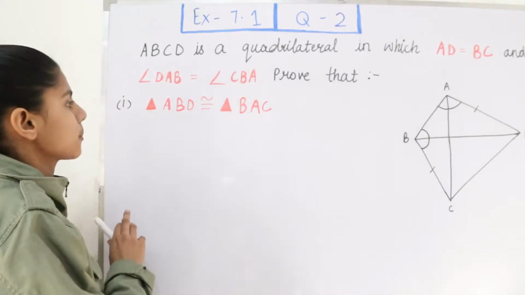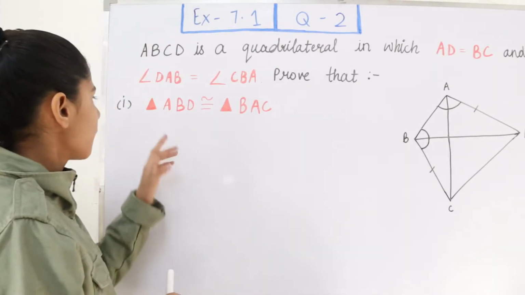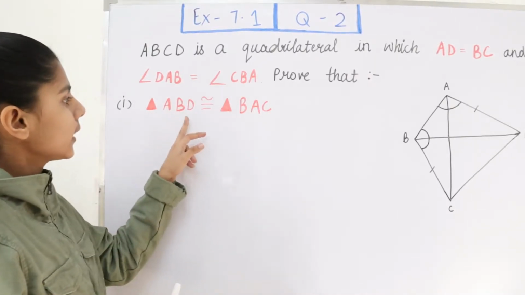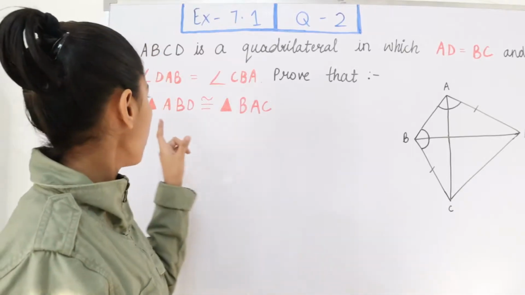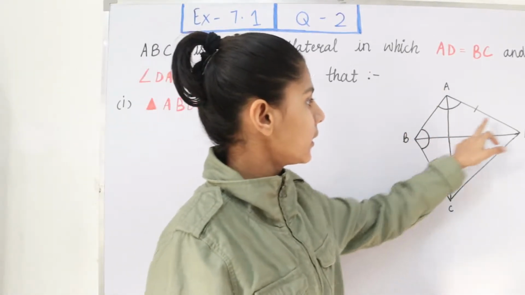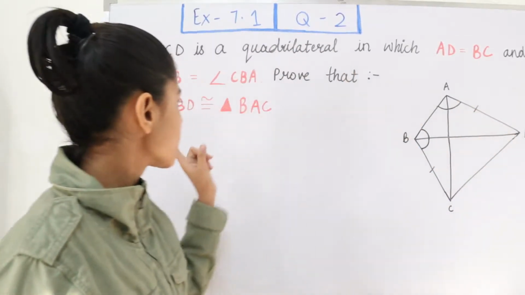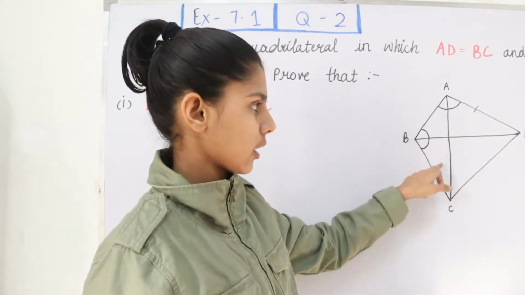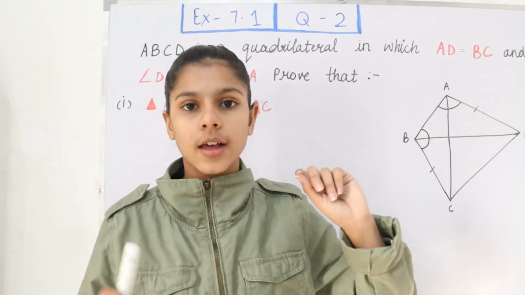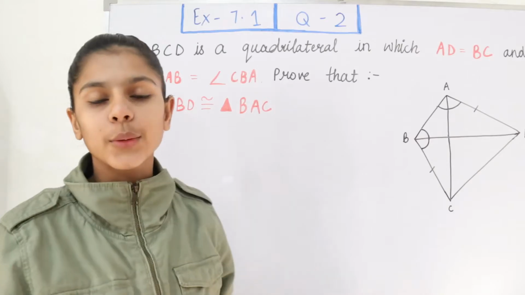There are three parts in this question. First, we have to prove that triangle ABD is congruent to triangle BAC. Triangle ABD means this triangle, ABD, this complete triangle, is congruent to the triangle BAC, this triangle. So we have to prove these two triangles congruent. So this is the first part. How are we going to start?